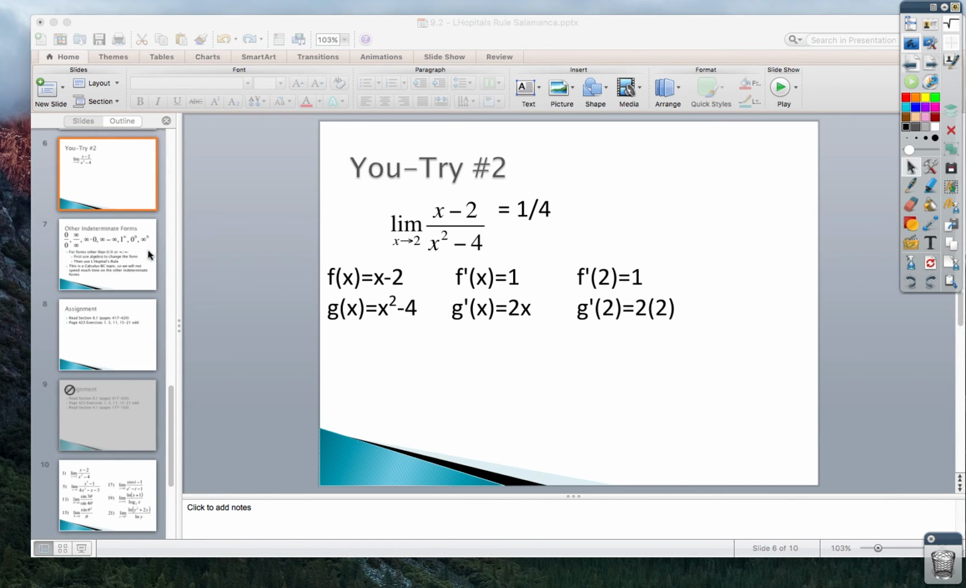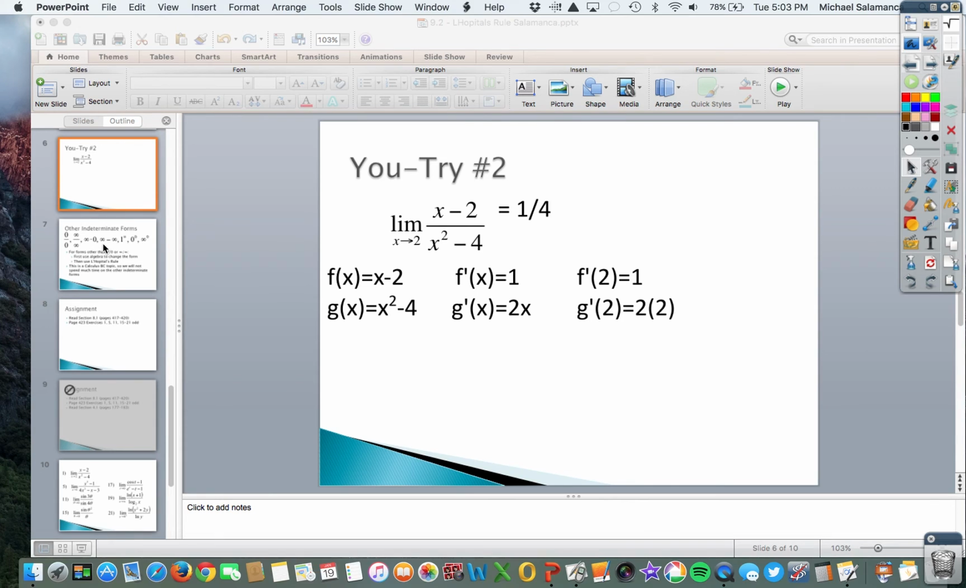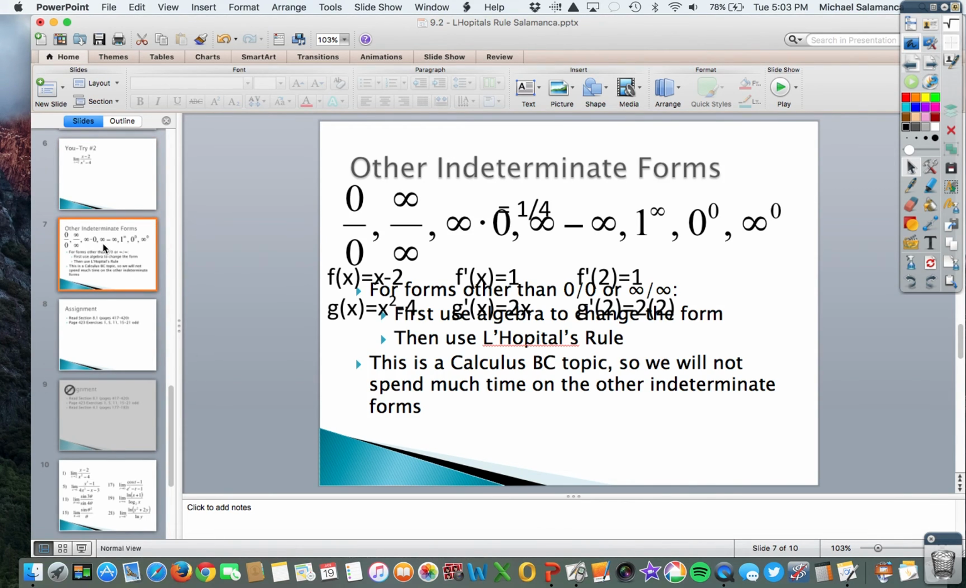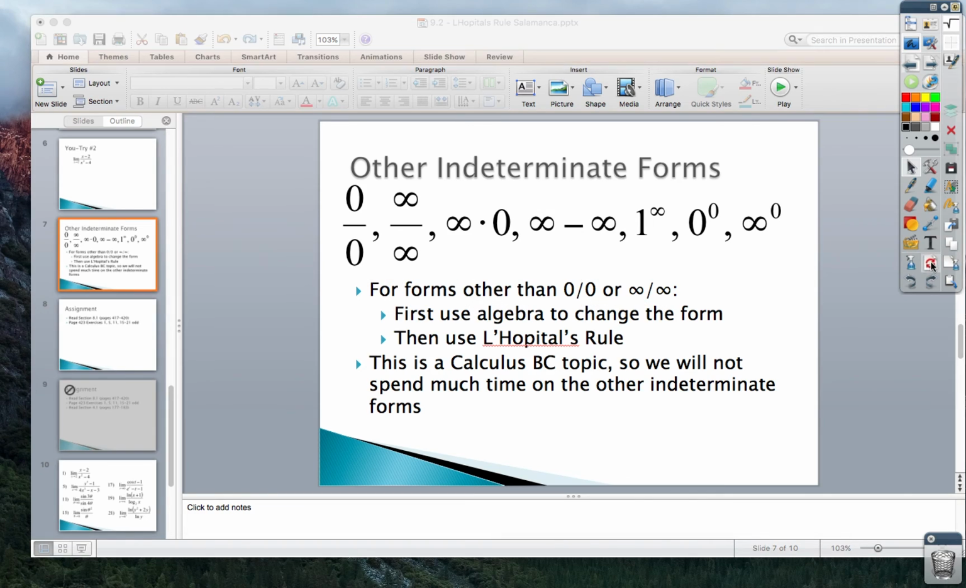Remember, we can only use this on indeterminate forms. So let me leave you with one extra thing. Now, other indeterminate forms will look like the following: 0 divided by 0, infinity divided by infinity, infinity times 0, infinity minus infinity, 1 to the infinity, 0 to the 0, or infinity to the 0 power. So for forms other than these, we can first use algebra to change the form, then use L'Hopital's rule.